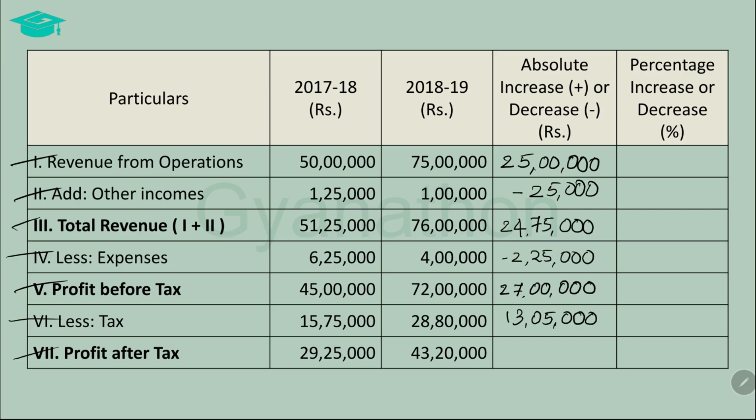The absolute change in the resultant profit after taxes is rupees 43 lakhs 20,000 minus rupees 29 lakhs 25,000, which is 13 lakhs 95,000 rupees.